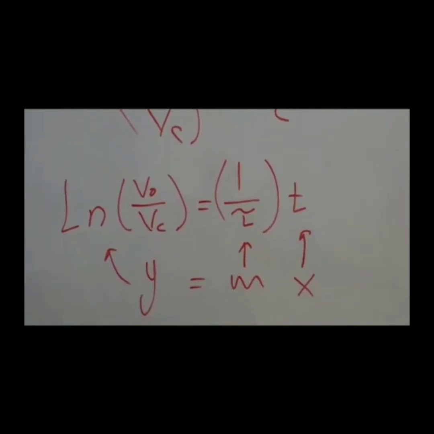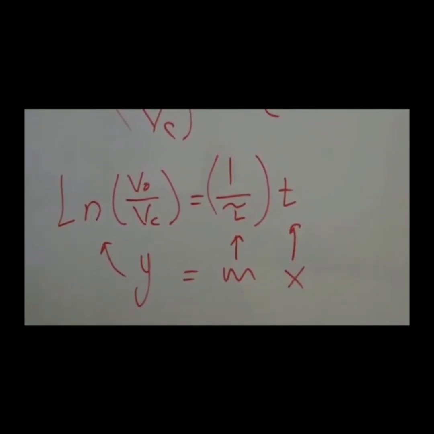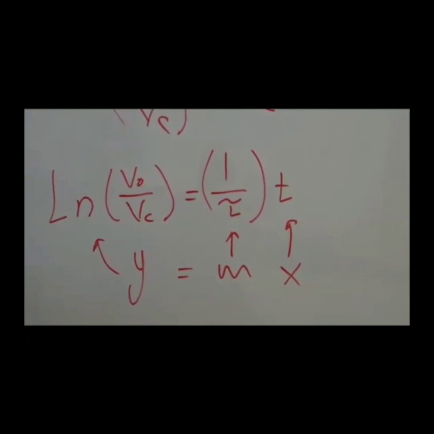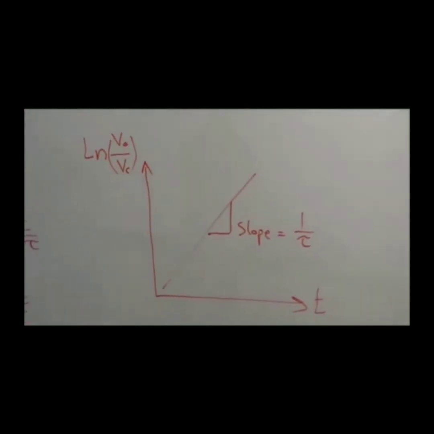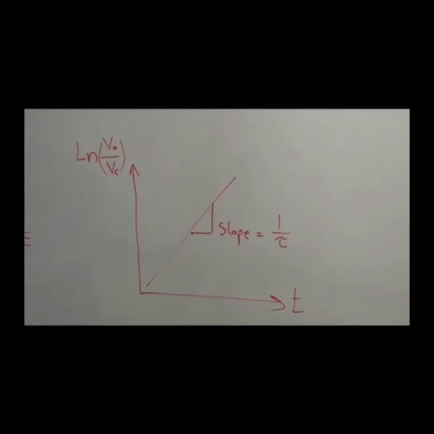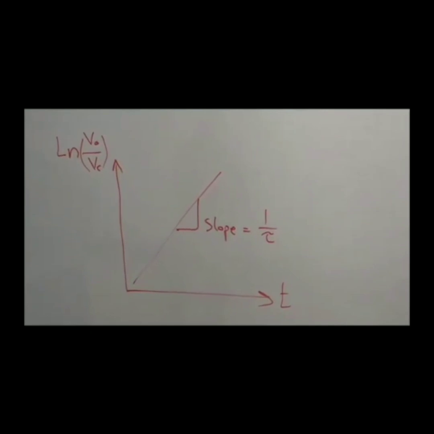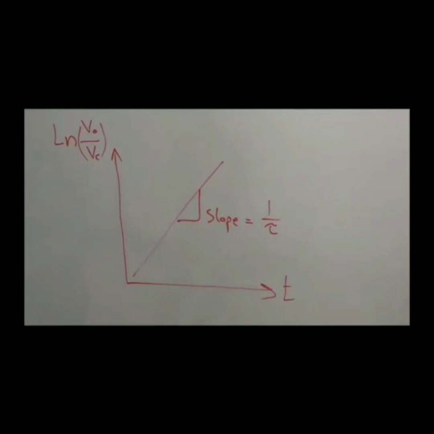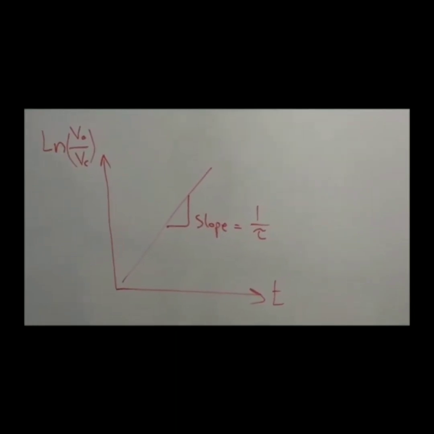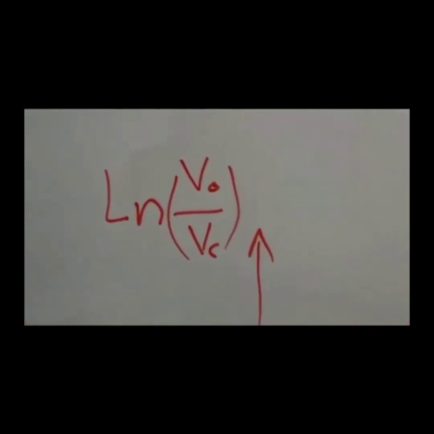Now this is similar to a linear equation y equals mx. If I use the logarithm of V naught over Vc as the y-axis and t as the x-axis, I will get a straight line with a slope 1 over tau like this. So in this report you will make a graph on which you will put the logarithm of V naught over Vc on the y-axis, t on the x-axis. You will get a straight line. The slope of this straight line represents the reciprocal of the time constant of this circuit. This is why we need to calculate this value in the table.